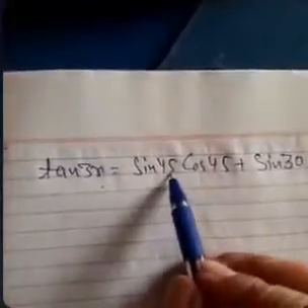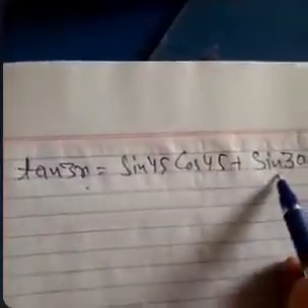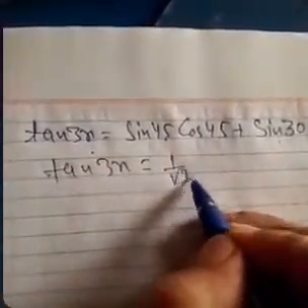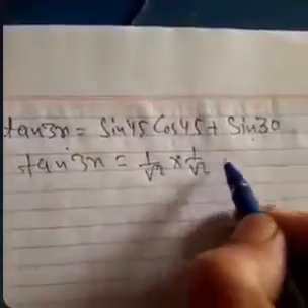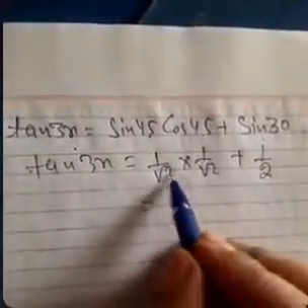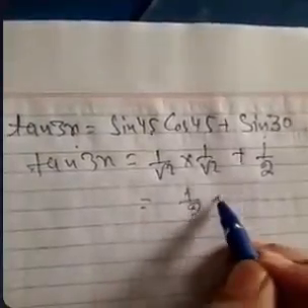Question number 15. Tan 3x is equal to sine 45 cos 45 plus sine 30 degree. Find the value of x. Now look at here. Tan 3x. Value of sine 45 is 1 upon root 2. Cos 45 is 1 upon root 2. And sine 30 is 1 upon 2.